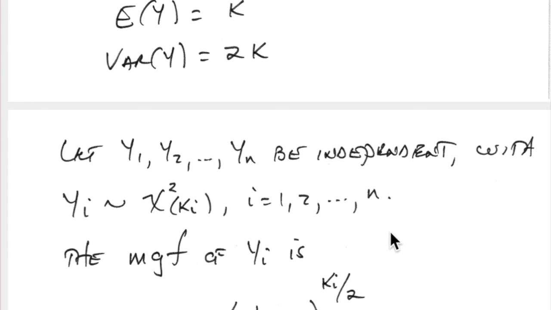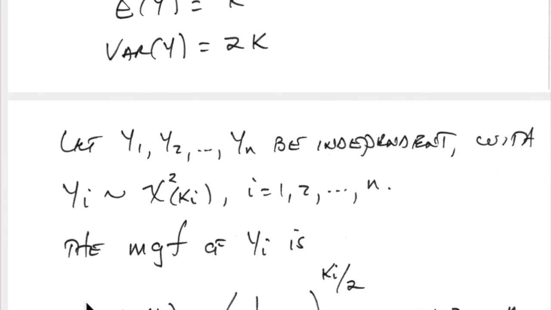Now with that, we know that the moment generating function of y sub i, the ith observation in the sample, is equal to 1 over 1 minus 2t, all raised to the k sub i over 2 power. And this is the case for i going from 1 to n. And so we see that the moment generating function depends on the degrees of freedom, and these degrees of freedom, again, are allowed to vary.